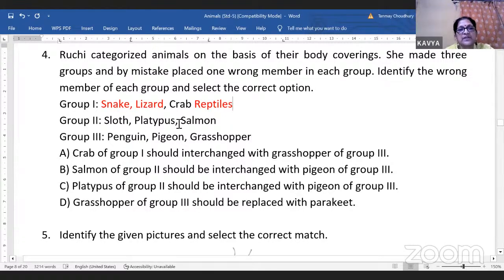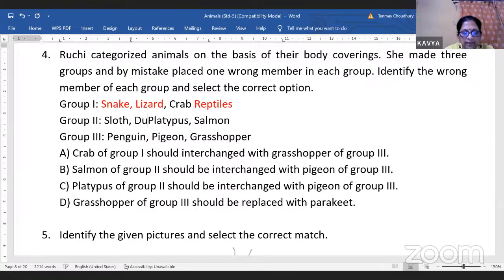Okay, platypus. Platypus is a very, very peculiar animal. I'll just write down the full name. The duck-billed platypus. Later on I'll show you a picture of a duck-billed platypus. Duck-billed platypus is a mammal, and mammals, like us, we are all mammals, do not lay eggs. But this is an exception. This duck-billed platypus lays eggs.